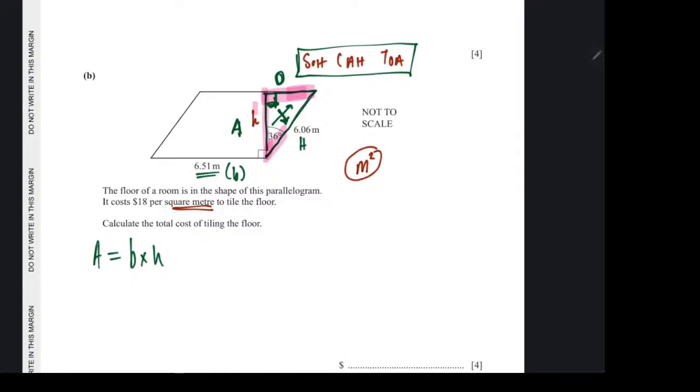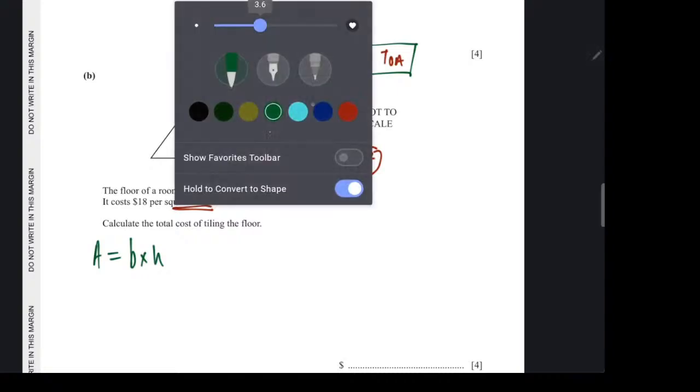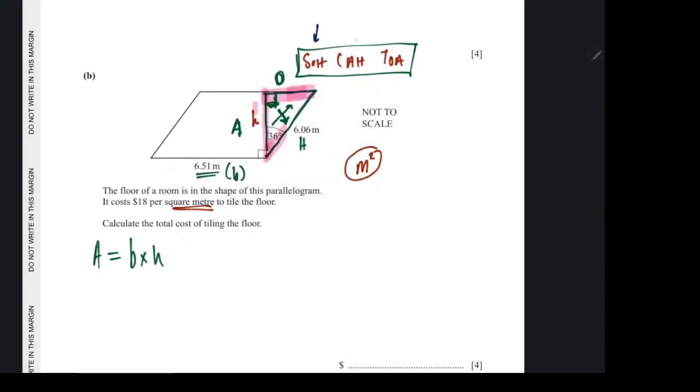So you have labeled your sides. Well done. You have chosen to say it's SOHCAHTOA. You have labeled your sides. Now there is one more step, which is to choose. Are you going to use SOH or CAH or TOA? Which one are you going to use in this question?